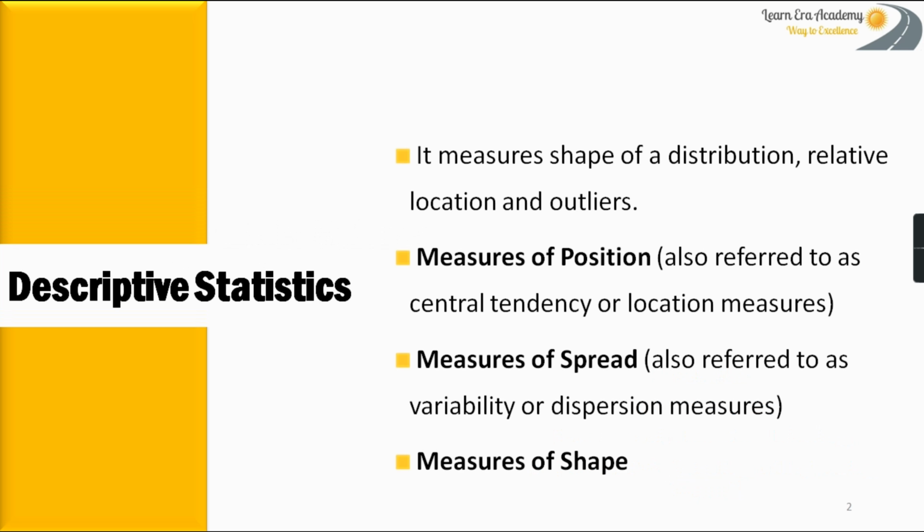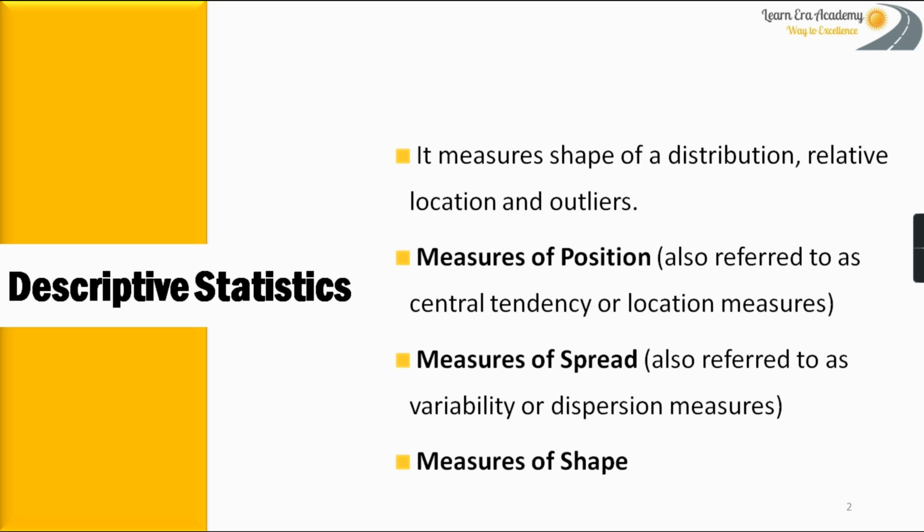What is descriptive statistics? It is a category of statistics which involves various methods that describe the characteristics of a dataset. That is, descriptive statistics describe, summarize, and organize the data, so it can be easily understood. It measures the shape of a distribution, location, and outliers.